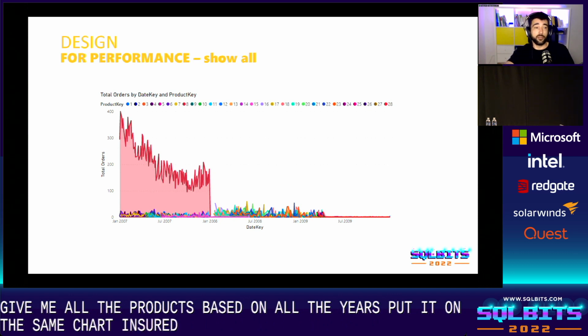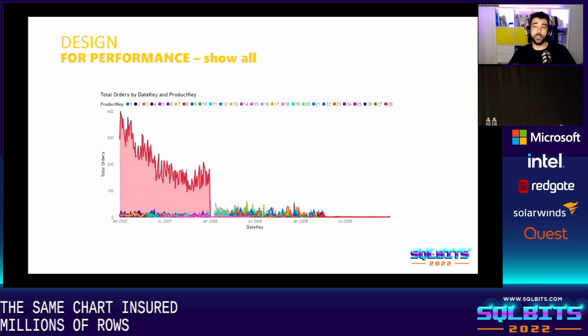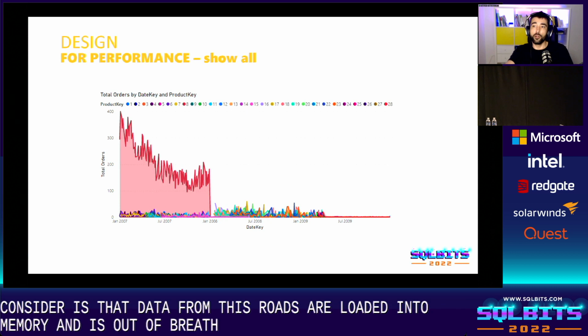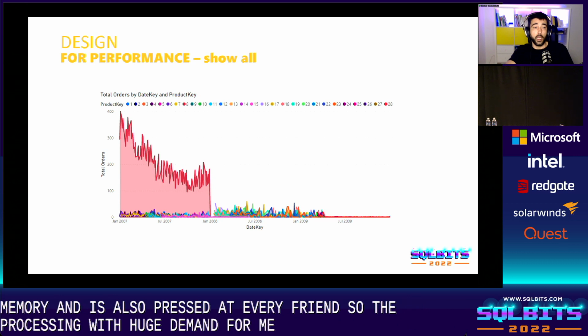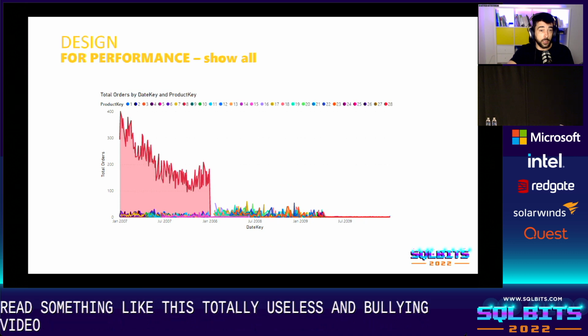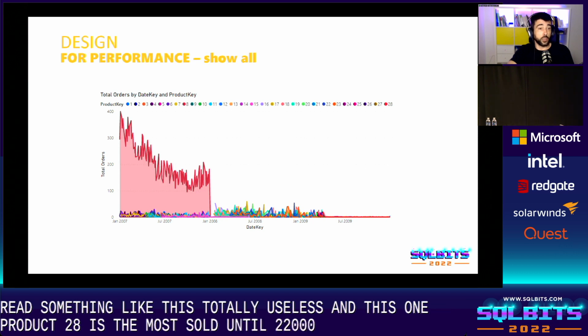So you have millions of rows generated in a visual. What you need to consider is that data from these rows is loaded into memory and is uncompressed at every refresh. So the processing creates huge demands for memory. And you can solve it in a few ways. As you see in this example, even if you create something like this, it's totally useless and totally unreadable. So I see, yes, this one product here, probably product 28, is the most sold until 2008, but afterwards I have no idea.